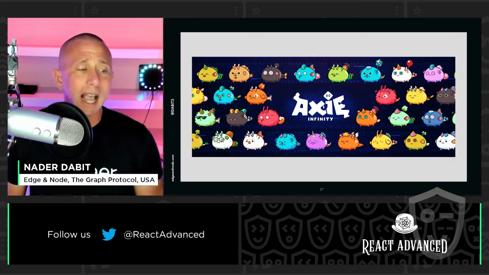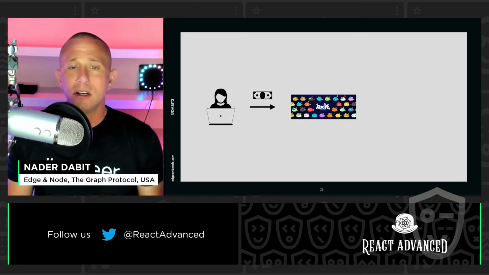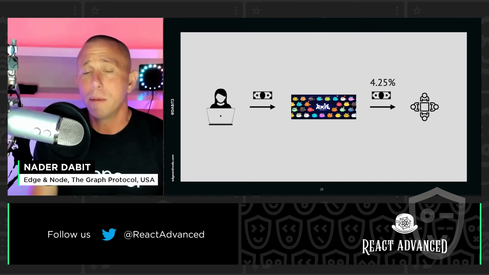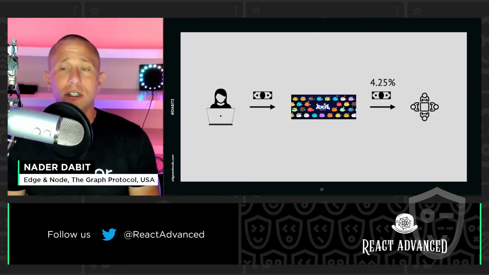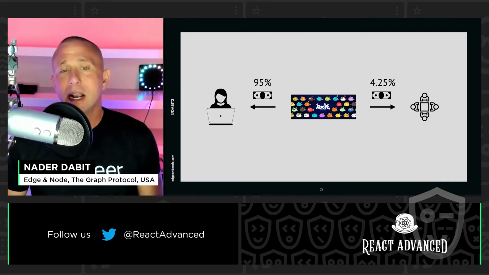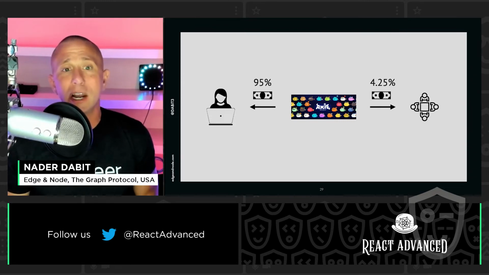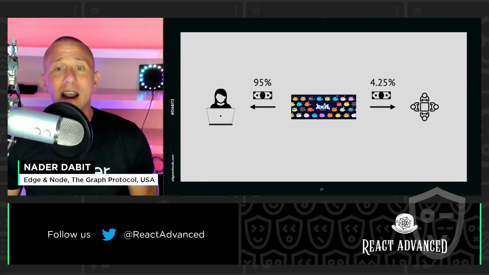So for instance, with Axie Infinity, when the player plays the game, they do still interact with currency, but instead of 100% of the currency going to the platform, the platform takes a 4.25% cut, and 95% comes back to the user. It comes back to the user in the form of digital currency that they can sell on the open market, but also in-game purchases that they can resell in the form of something like an NFT.